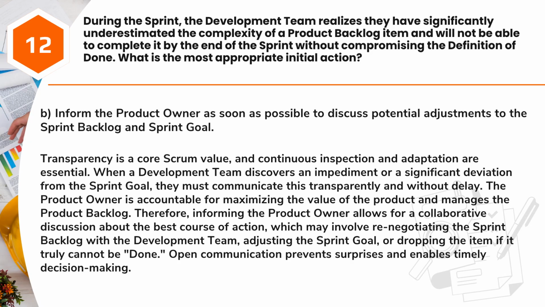Therefore, informing the product owner allows for a collaborative discussion about the best course of action, which may involve renegotiating the sprint backlog with the development team, adjusting the sprint goal, or dropping the item if it truly cannot be done. Open communication prevents surprises and enables timely decision-making.